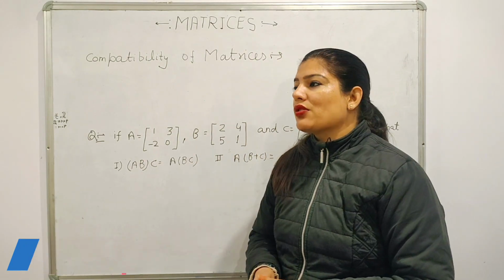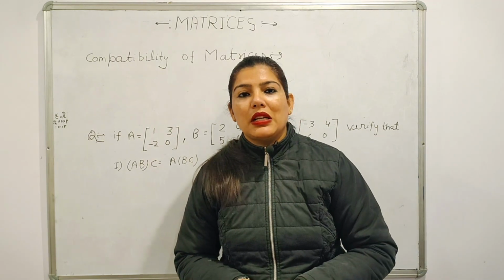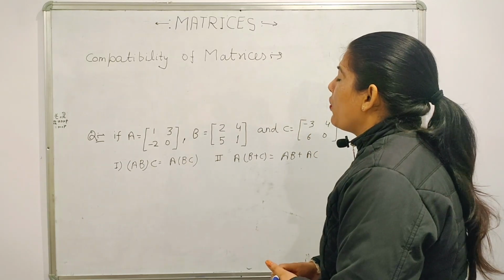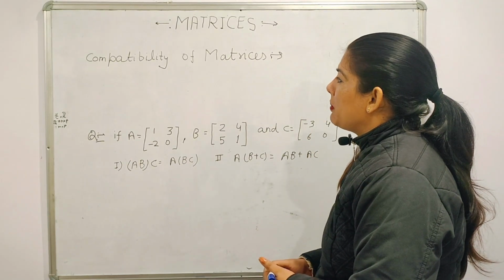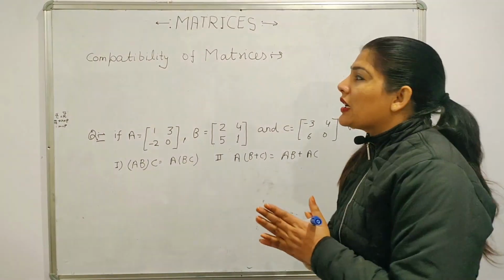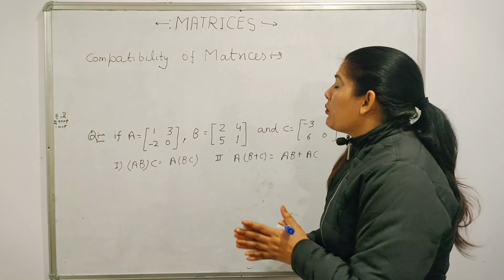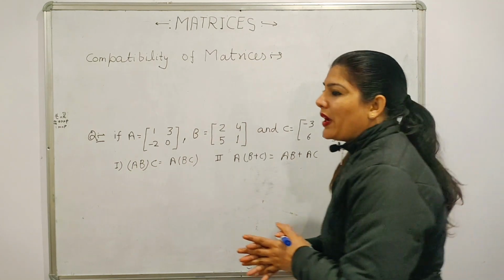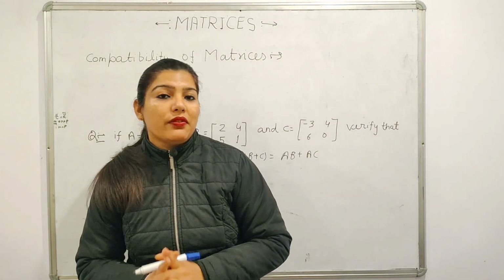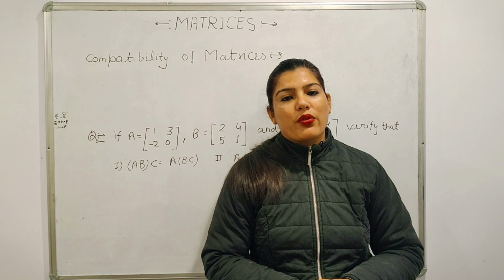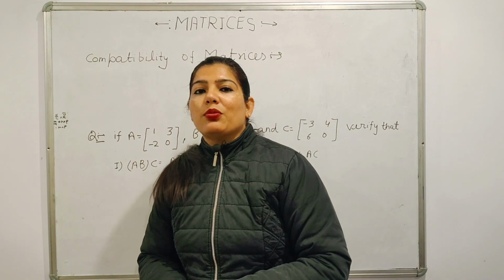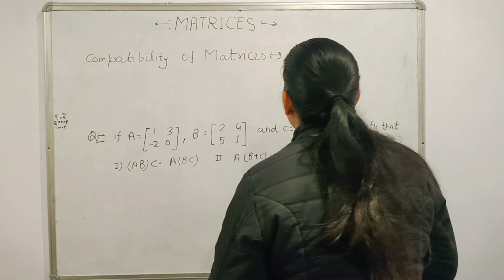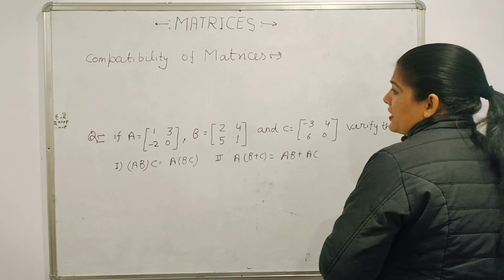We have discussed one class of matrices and today we will study the multiplication of matrices. Before multiplication, we need to know about the compatibility of matrices. What is compatibility of matrices? If we have two matrices and the number of columns in the first matrix is equal to the number of rows in the second matrix, then those two matrices are said to be compatible. That means we can find the product of those two matrices.